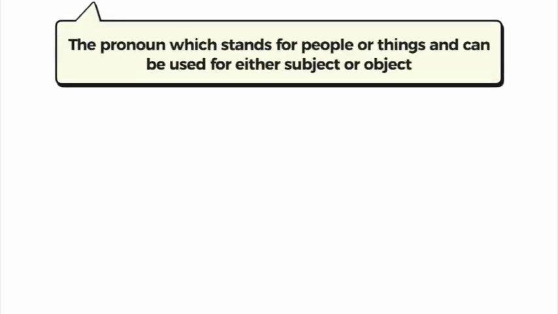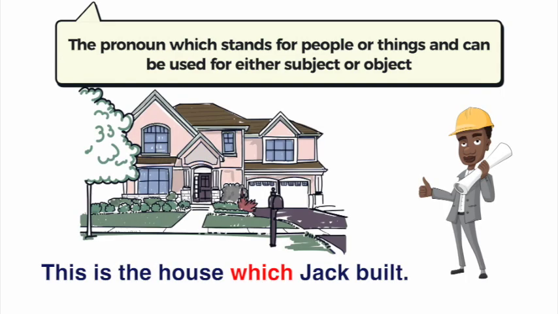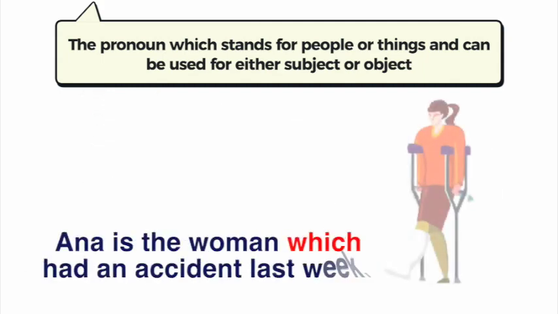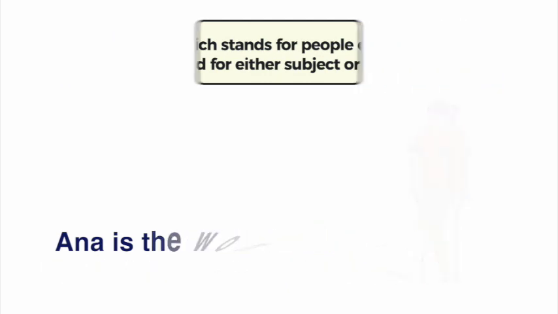The pronoun which stands for people or things and can be used for either subject or object. For example, this is the house which Jack built. Anna is the woman which had an accident last week.